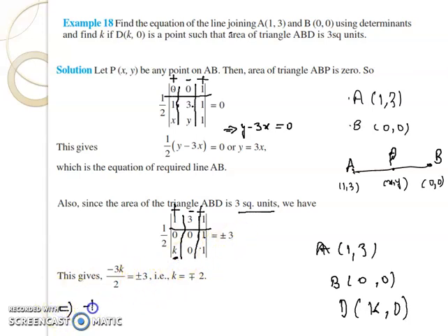The 3s cancel each other, which implies minus k by 2 is equal to plus minus 1, which implies minus k is equal to plus minus 2. On multiplying with minus on both sides, we get k is equal to minus plus 2, because on multiplying with minus, this plus will become minus and this minus will become plus. So we get k is equal to minus plus 2 as the answer, right?